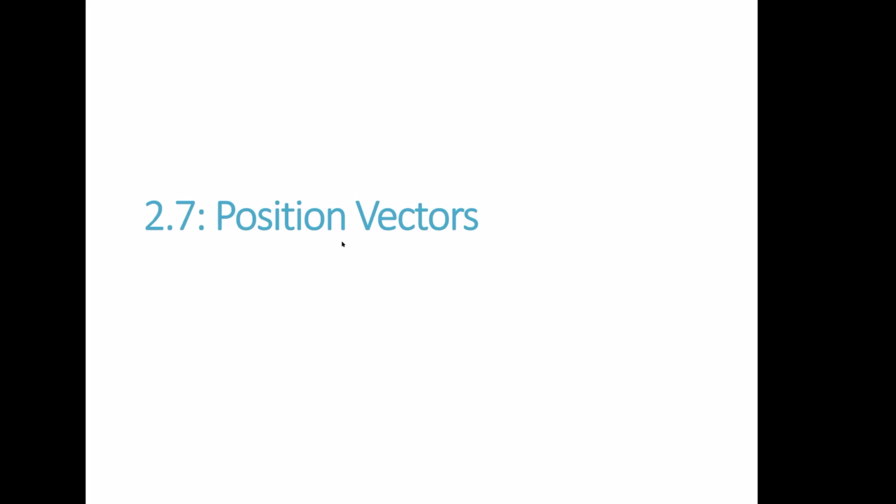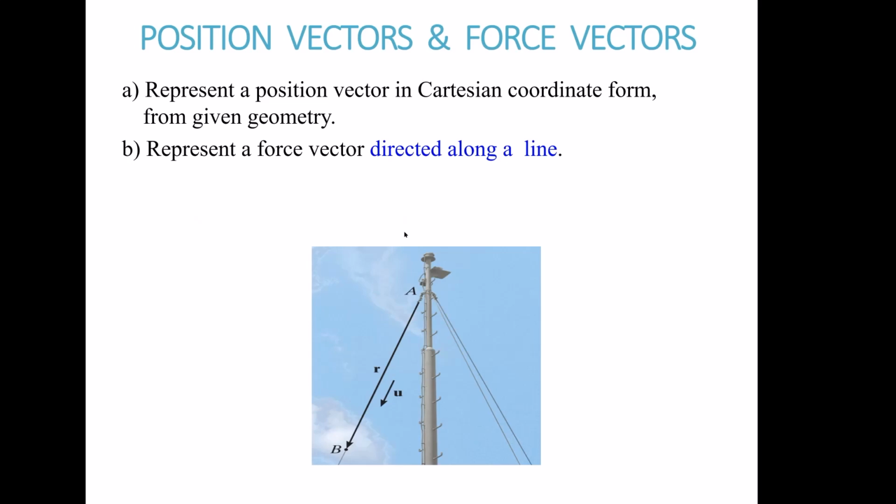Okay, continuing on. What I failed to mention, the previous one also included section 2.6. So it was 2.5 and 2.6. Now we have section 2.7. This is position vectors. So we can also use vectors to represent a location or a position of something, okay? Before, we used vectors for forces. Now we can also use vectors to represent a position.